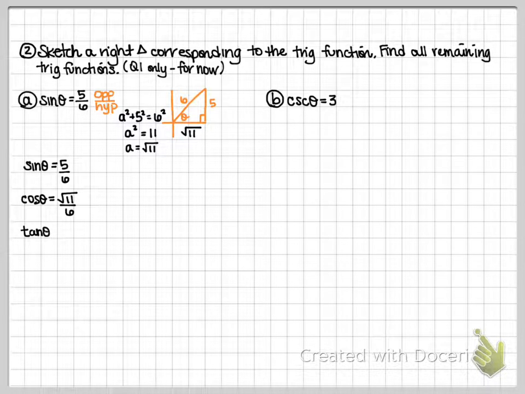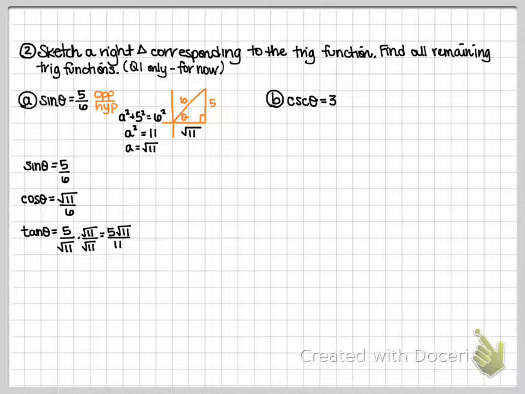Okay, moving on to tangent. Tangent's going to be opposite over adjacent, which is going to be 5 over root 11. Alright, this needs to be rationalized. So to do that, I'm going to multiply by root 11 over root 11, which is really just 1. I'm just making it look the way I want it to. So this is going to be 5 root 11 over 11. Alright, so tangent doesn't look awesome, but that's what it is.